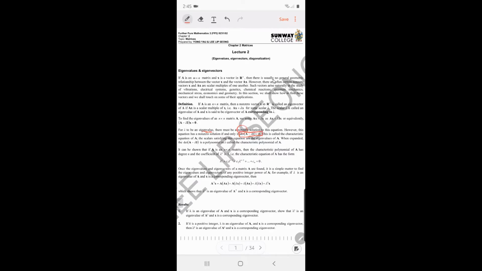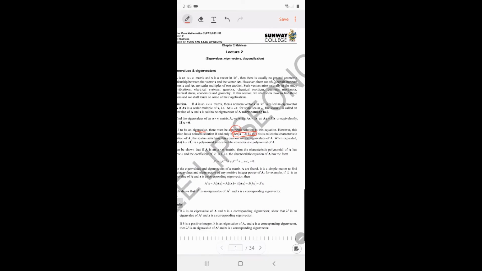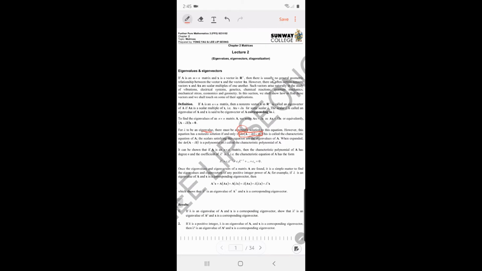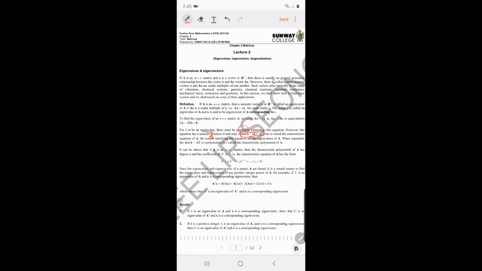So we proceed with the definition. Now this is what you call the characteristic equation of A. The scalars satisfying the equation are the eigenvalues of A. The scalars that they're talking about here is lambda. So in other words, you have to find lambda. When expanded, the determinant of A minus lambda I is a polynomial in lambda called the characteristic polynomial of A. So you are going to get a polynomial in lambda.